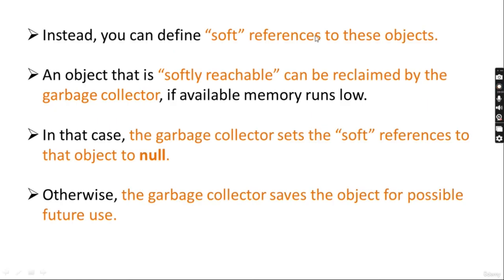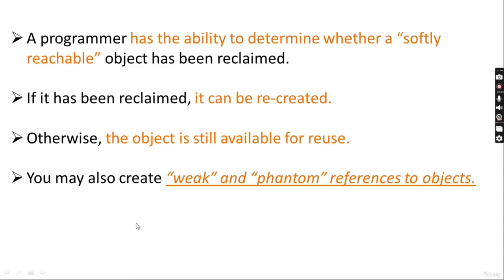Instead, you can define soft references to these objects. An object that is softly reachable can be reclaimed by the garbage collector if available memory runs low. In that case, the garbage collector sets the soft references to that object to null. Otherwise, the garbage collector saves the object for possible future use. A programmer has the ability to determine whether a softly reachable object has been reclaimed. If it has been reclaimed, it can be recreated. Otherwise, the object is still available for reuse. You may also create weak and phantom references to objects.